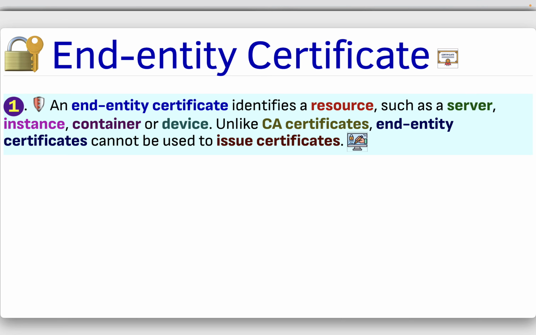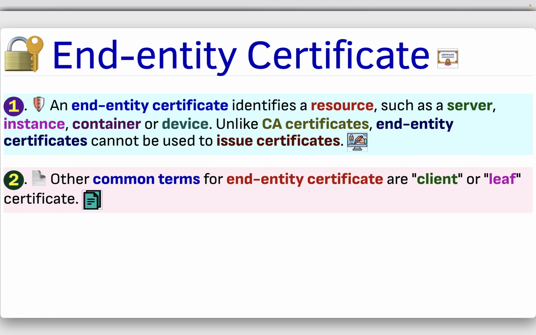Next is end entity certificate. So an end entity certificate identifies a resource such as a server, instance, container, or device. Unlike CA certificates, end entity certificates cannot be used to issue certificates. Other common terms for end entity certificate are client or leaf certificate.